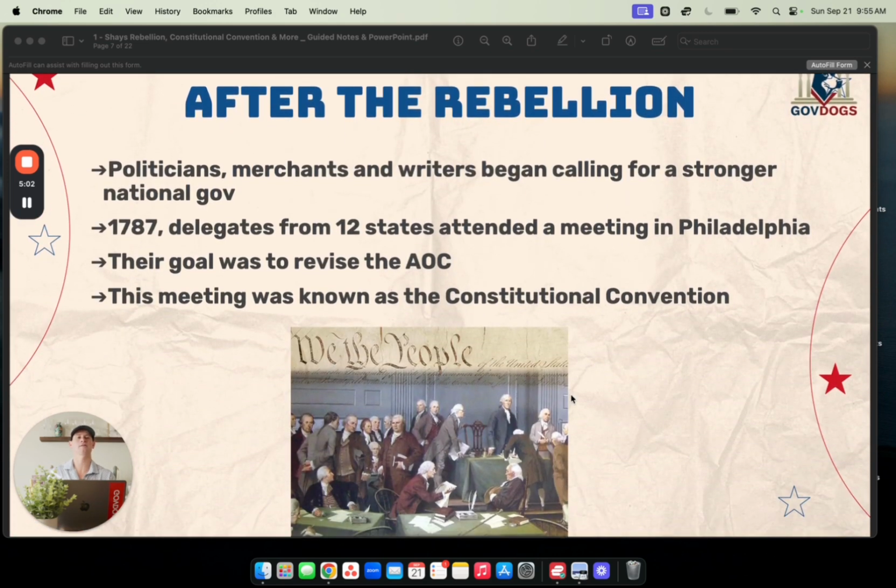So after the rebellion, a lot of politicians, merchants, and writers began calling for a stronger central government. Remember, we're still a little bit wary about a strong central government because we just fought a tyrannical, strong central government in England, and we're reluctant to do the same thing in America. Delegates from 12 states attended a meeting in Philly. Their goal was to revise the Articles of Confederation, and this was known as the Constitutional Convention. Delegates are just representatives from 12 of the states. They met in Philly, and their goal was to take the Articles and rework it.